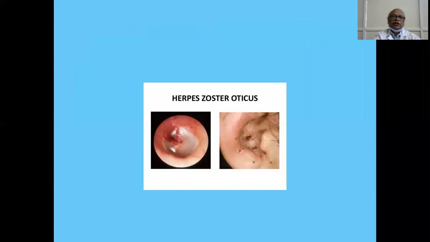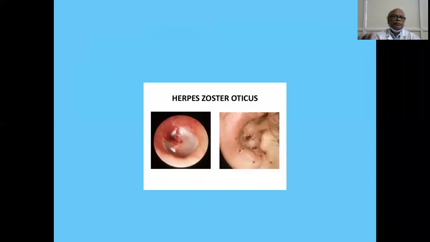Now this condition is called herpes zoster oticus. As you see, vesicular lesions in the pinna extending onto the tympanic membrane also. This is because of the infection by varicella zoster virus. This condition is also called Ramsay-Hunt syndrome.